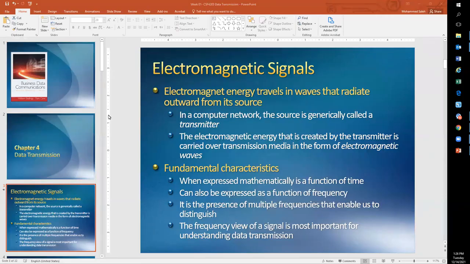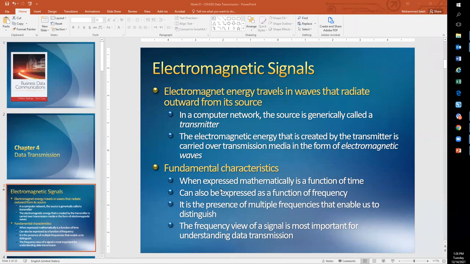So electromagnetic signal is actually electromagnetic energy that travels in waves, and they radiate or travel from the source. The source is called the transmitter. The receiver or the endpoint is called a receiver. The electromagnetic signals are expressed as a function of time. Also, they can be expressed as a function of frequency.